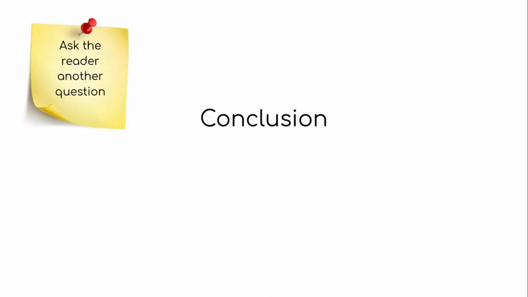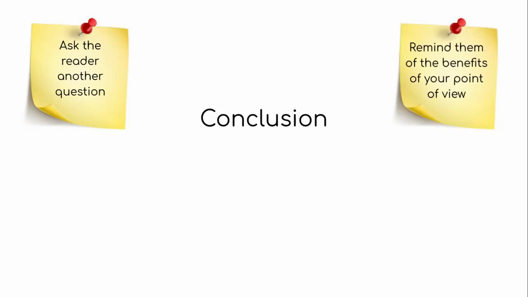And then the final section is just called conclusion, but it's not just a simple old-fashioned conclusion. The first thing you need to do in your persuasive conclusion is ask the reader another question. Re-engage with them. Remind them that you are a person talking to them. Secondly, you need to remind them of the benefits of your point of view. It can never hurt to once more say why your persuasive point is a good one.